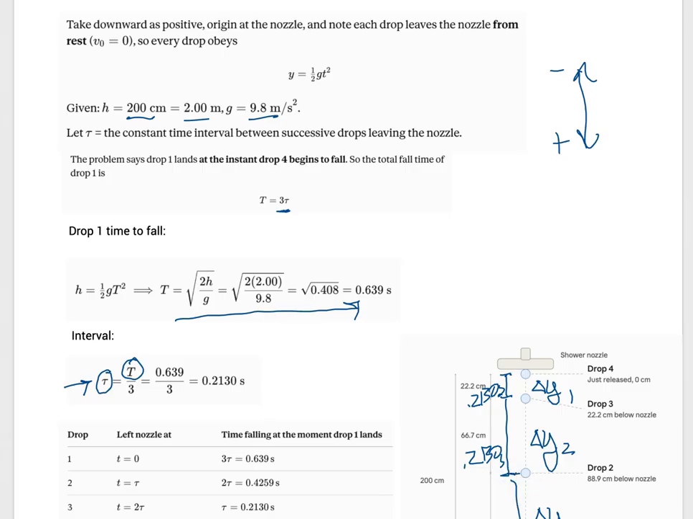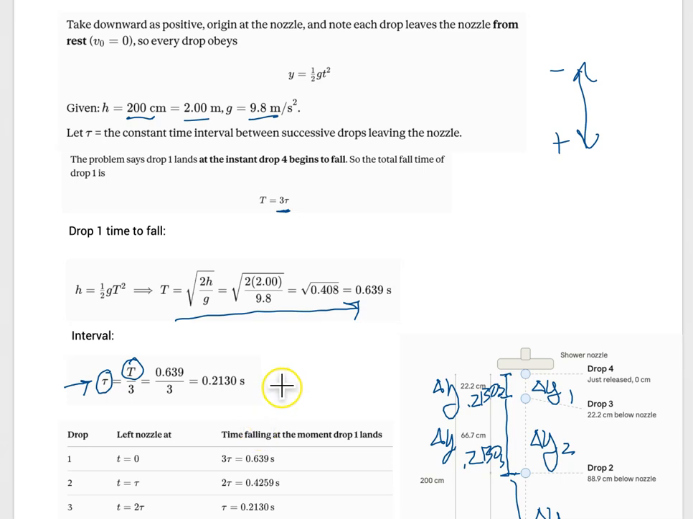Remember, the scale here is for the distance. So the distance is delta y. These are the following. So 111 for the third time. The second time it travels 66.7, and then that first bit of time it travels 22.2, but each one of the times are the same.